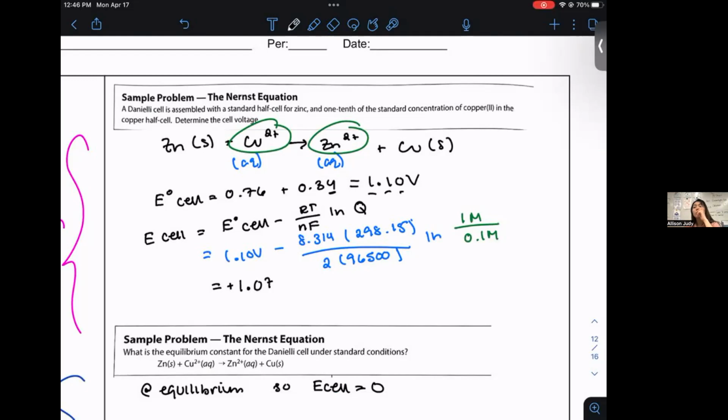Why is the cell positive? Because on the table, it was positive 0.34, negative 0.76, but that 0.76 is flipped for the oxidation. Because now it's not serving as a reduction, it's serving as an oxidation. Is it a coincidence that your E naught cell voltage is really close to your final answer? It is not a coincidence. It's supposed to be relatively close. Your cell potential shouldn't stray by like 6 volts.